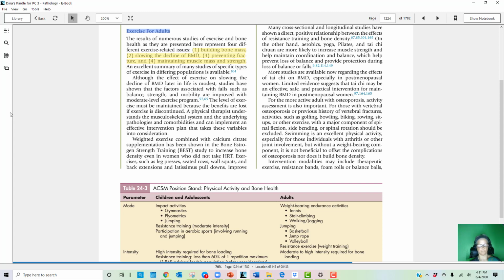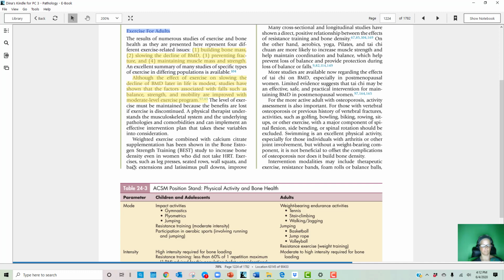Although the effect of exercise on slowing the decline of BMD later in life is modest, studies have shown that the factors associated with falls such as balance, strength, and mobility are improved with a moderate level exercise program. The level of exercise must be maintained because the benefits are lost if exercise is discontinued. A physical therapist understands the musculoskeletal system and the underlying pathologies and comorbidities and can implement an effective intervention plan that takes these variables into consideration.